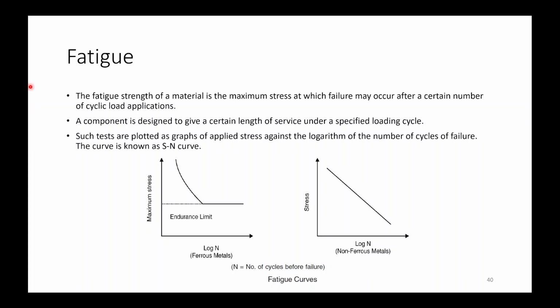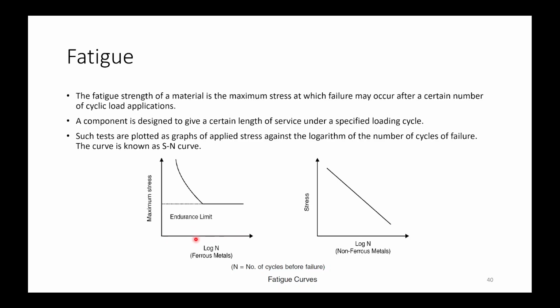Another property is fatigue. The fatigue strength of a material is the maximum stress at which failure may occur after a certain number of cyclic load applications. So a component is designed to give a certain length of service under specified loading cycles. Such tests are plotted as a graph of applied stress against the logarithm of the number of cycles to failure, and the curve is known as the SN curve.